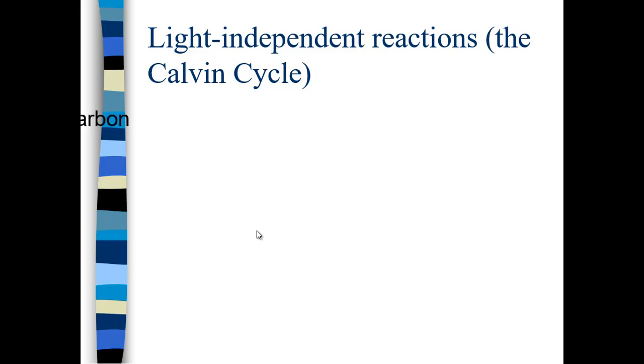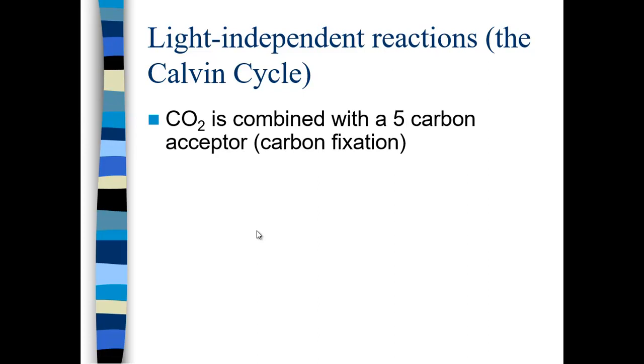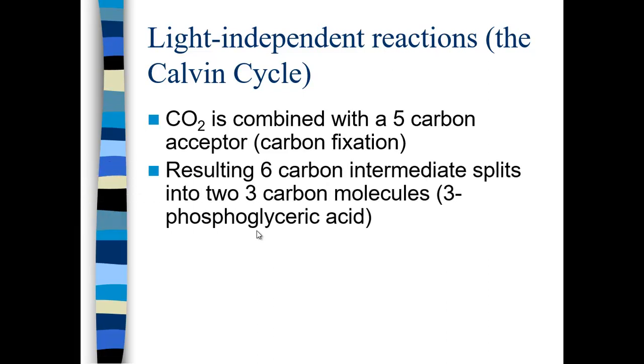So light-independent reactions are the Calvin cycle, and this is where carbon dioxide is fixed within the chloroplast or within the thylakoids. Carbon dioxide is combined with a 5-carbon acceptor. This is called carbon fixation. This results in a 6-carbon intermediate, and it splits into 2 3-carbon molecules called 3-phosphoglyceric acid.